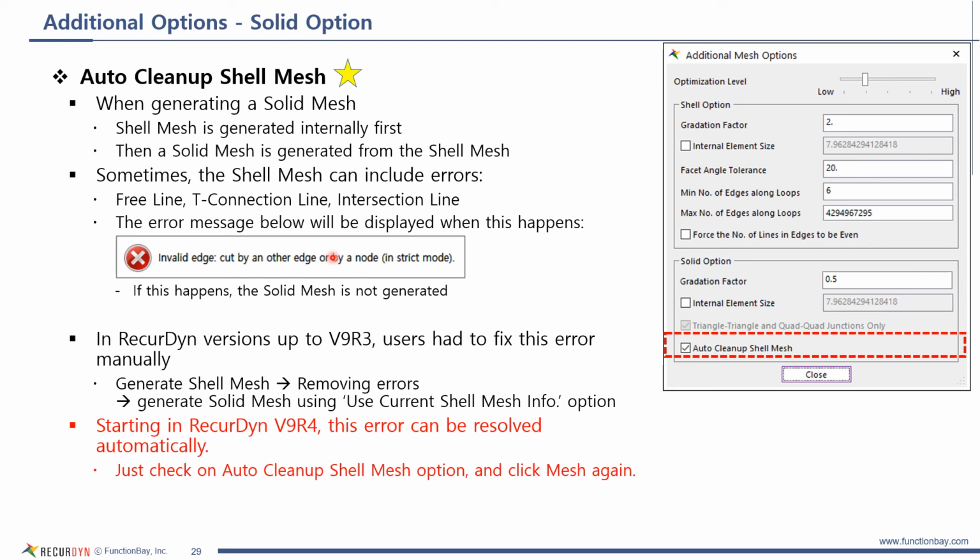In previous versions of RecurDyn up to V9R3, in order to resolve this error, the user had to create the shell mesh and correct the error manually. Then you had to create the solid mesh using the option Use Current Shell Mesh Info. In RecurDyn V9R4, this process is automatically performed. If this error message is displayed, you just turn on this option and click the Mesh button again.